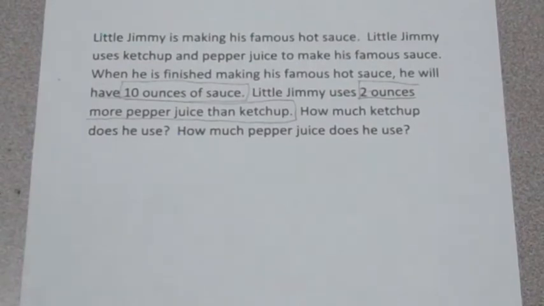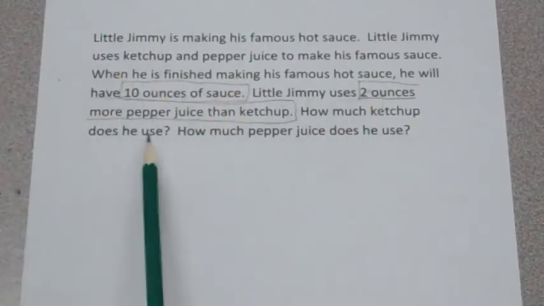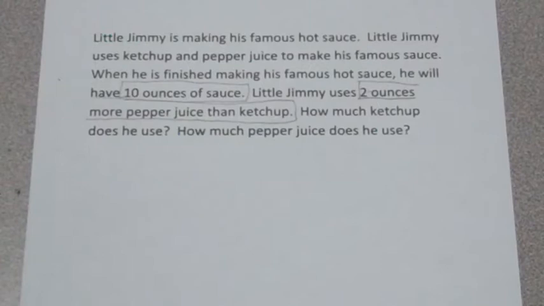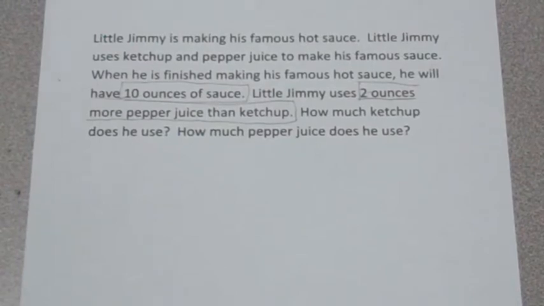Alright, well, just taking a look at this and really reading it and understanding what it's asking me to do, the first thing I notice is that he definitely needs more pepper juice than ketchup. So when I'm looking at my numbers, my pepper juice number should be higher than my ketchup number because I need more of it. I need 2 ounces more pepper juice than ketchup. So the best way that I would recommend doing this is the way that I personally do it. I make a table, an in-out table.